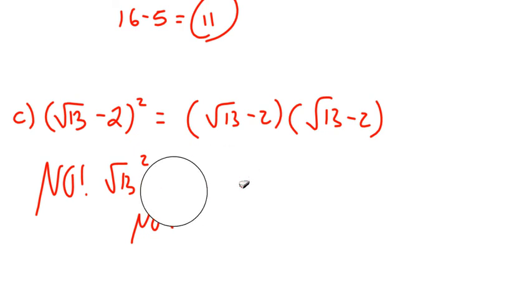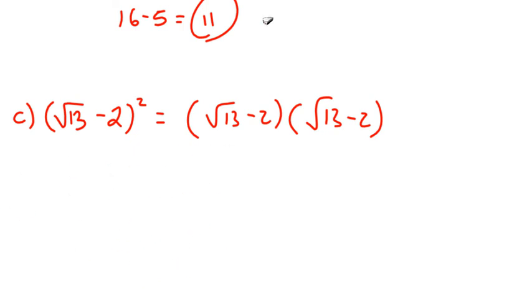Now we're going to do FOIL again. Radical 13 times radical 13, I'm doing this right here, is radical 169. Radical 13 times negative 2 is a negative 2 radical 13.